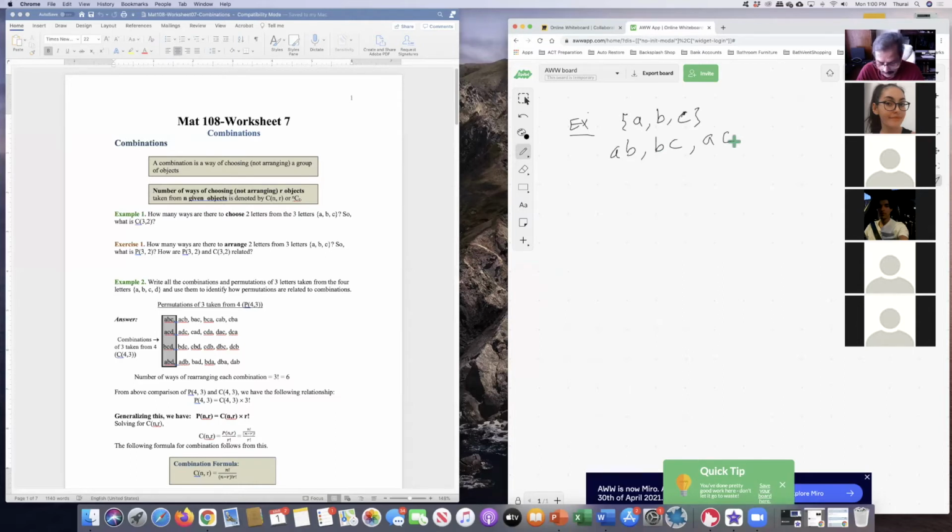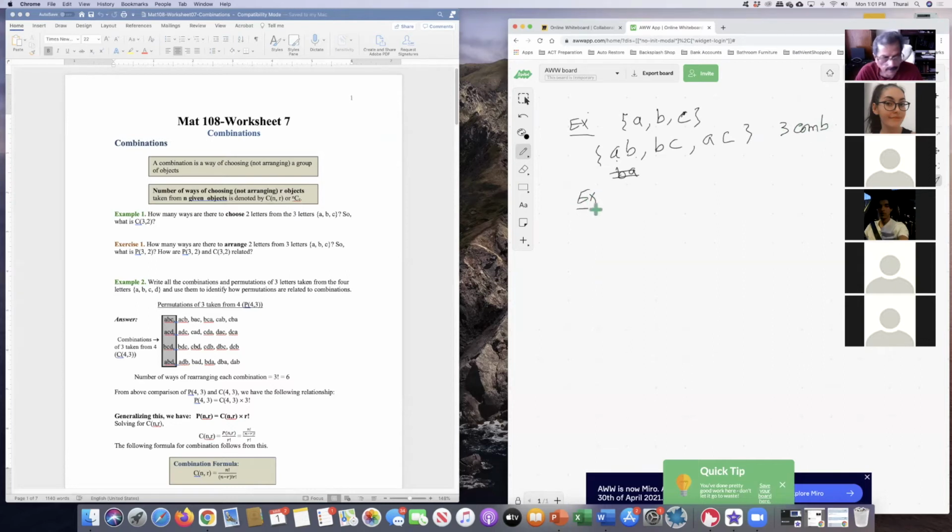We're not counting permutation. This is combination. A and B combined, B and A is the same combination. We are not counting rearrangement. So therefore, BA and AB are same for combination purposes. Only for permutation purpose, BA and AB are different. So we only count AB, BC, and AC, and there are 3 of them. So there are 3 combinations.